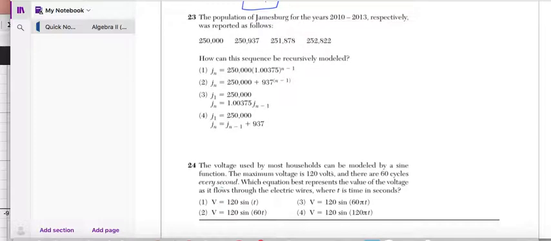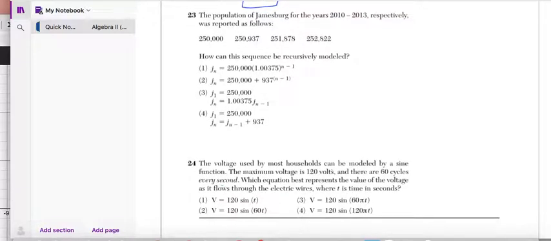Now, moving on to 23. The population of Jamesburg for the years 2010 to 2013 respectively were reported as follows. So this is the 2010 population is 250,000. 2011, 2012, and 2013.